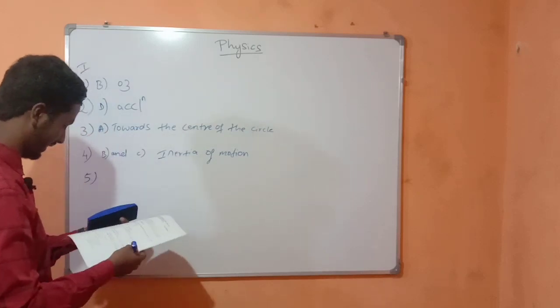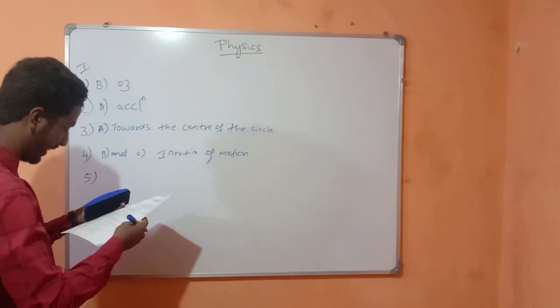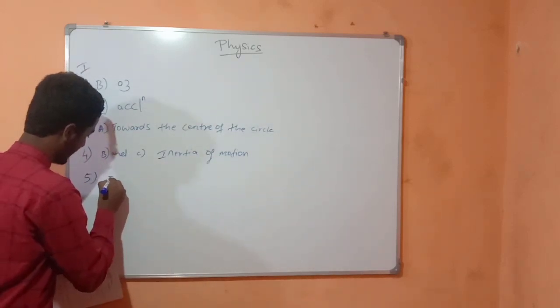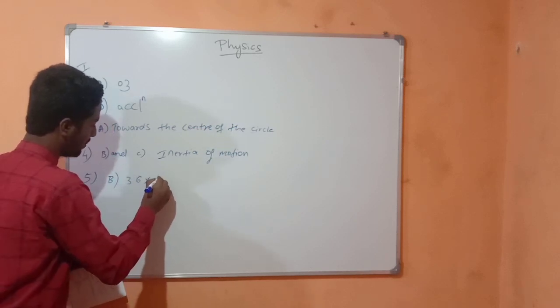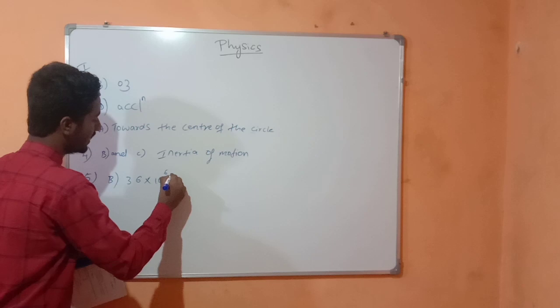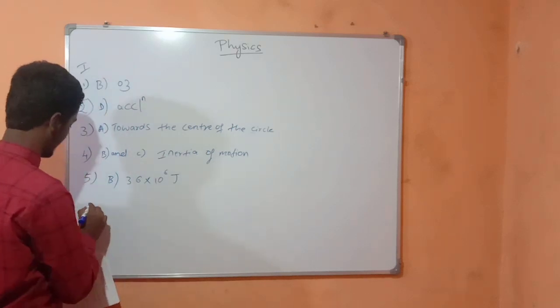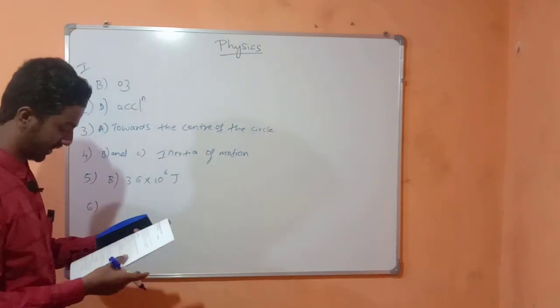Let me write here option B. Option B, 3.6 into 10 power 6 joules. Let me move to the sixth question.